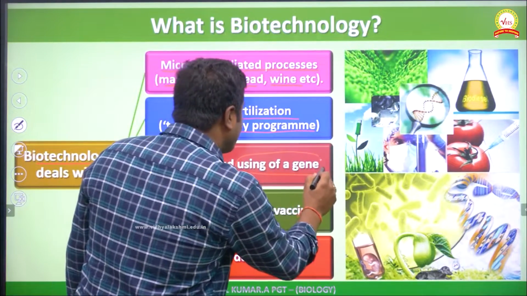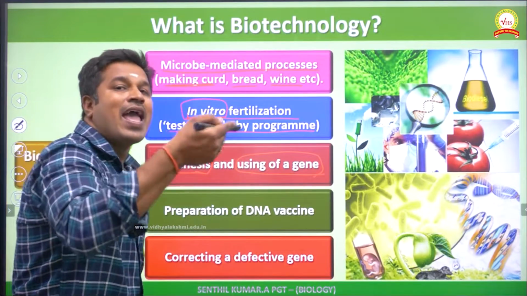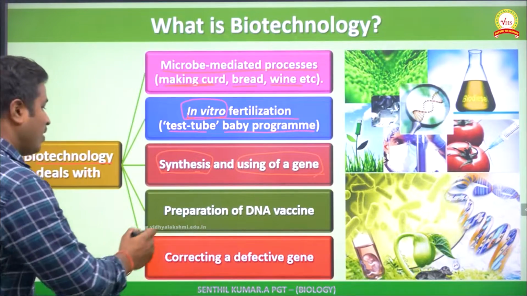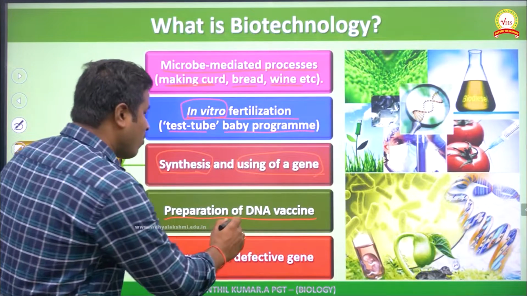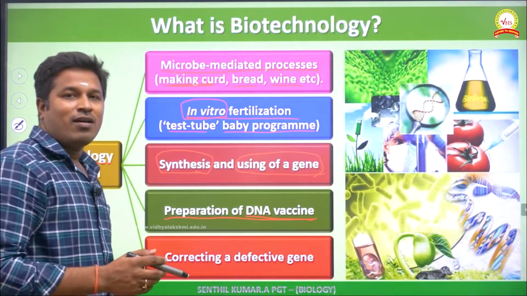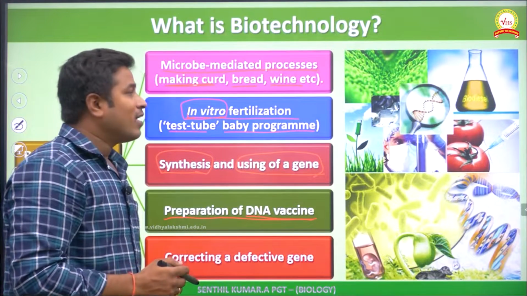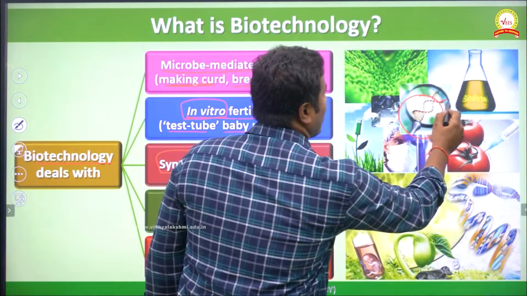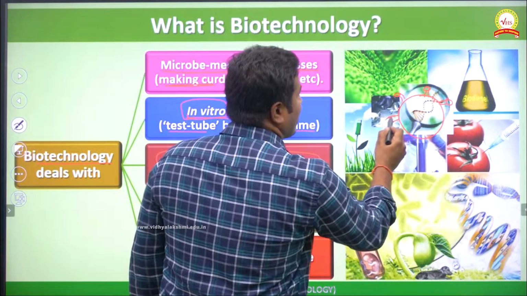So that is using a gene to synthesize particular enzymes or proteins, which we are also going to deal with. And preparation of DNA vaccine. When we talk about DNA vaccine, nowadays we are very prone to corona and facing a lot of problems because of it. Especially the coronavirus, I am making a rough diagram. It has a structure like this.